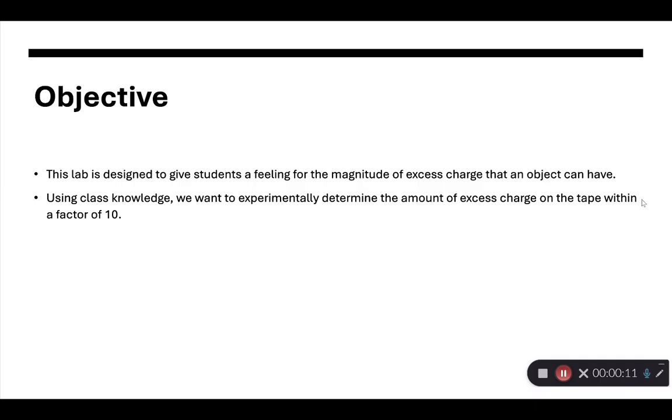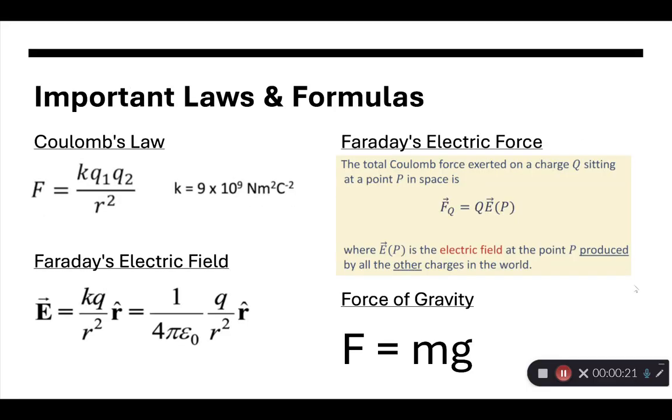Objective: this lab is designed to give students a feeling for the magnitude of excess charge that an object can have, and we use class knowledge to experimentally determine the amount of excess charge on the tape. Some important laws and formulas are Coulomb's law, that we can use the charges and the distance to find the electric force, and Faraday's concept of electric field. He also gave us formulas for finding electric field, and also using electric field to find electric force. And we'll be using those formulas in our calculations. And also we will need the force of gravity formula, which is mass times the gravitational acceleration.